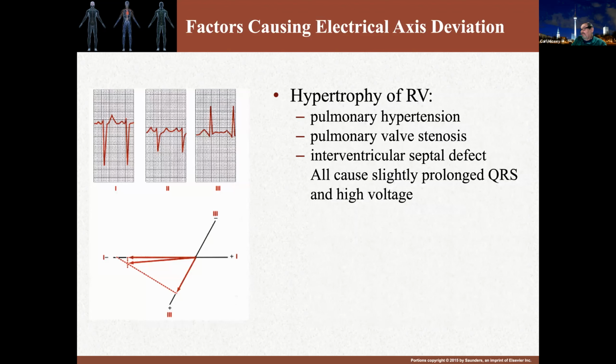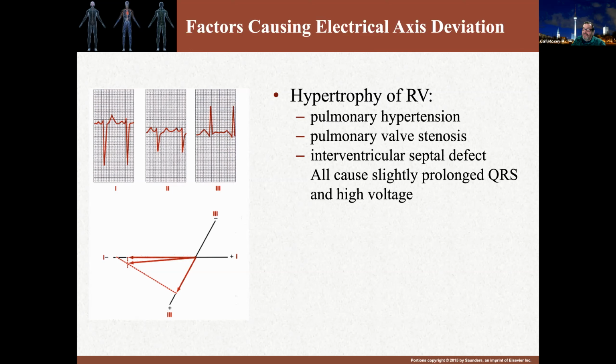Hypertrophy of the right ventricle can also cause an axis deviation. And this can be caused by pulmonary hypertension, pulmonary valve stenosis, or an interventricular septal defect. Now, in the case of all three of these, what's happening is you're increasing the thickness of the myocardium in the right ventricle because it has to pump more strongly.